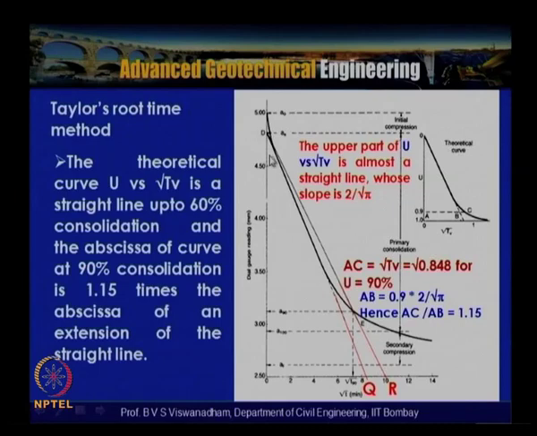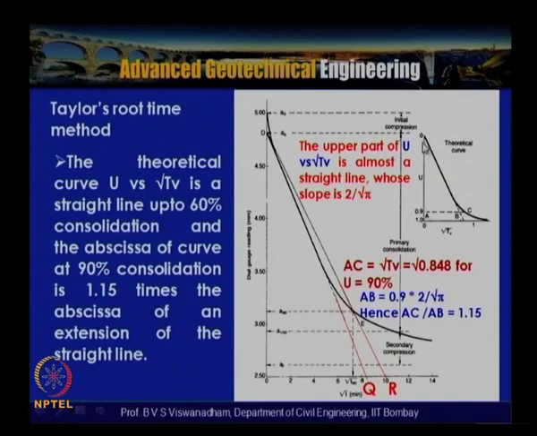We draw the initial portion DQ, and another line which originates from D again, which is DR here. How this has been obtained is that if you look into the theoretical curve of U versus root Tv, this is analogous to the settlement or compression versus root t. These two are analogous. So the nature of the curve of U versus root Tv is like this. This is 0% consolidation and this is 90% consolidation.